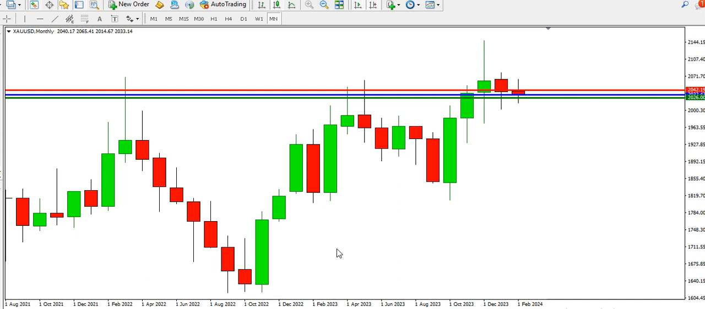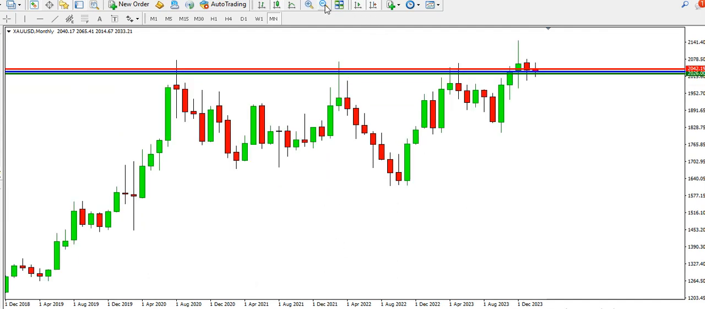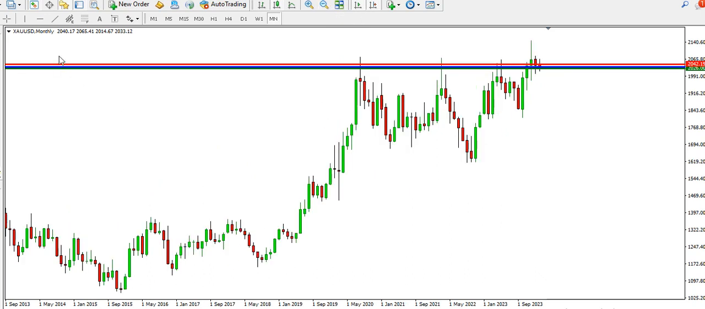Today we'll be looking at how we can trade XAUUSD, how we can scalp XAUUSD. That's gold. We are looking at the monthly charts for gold, and we can see that the price of gold has really appreciated on the monthly chart.